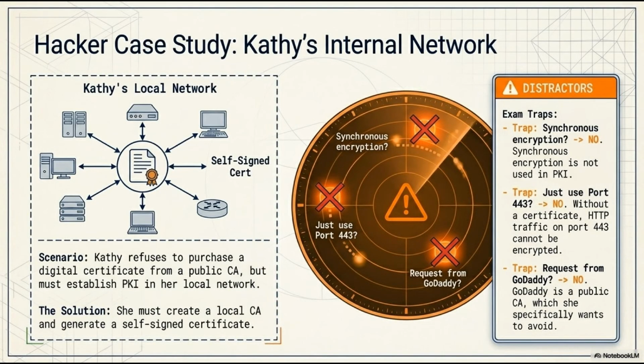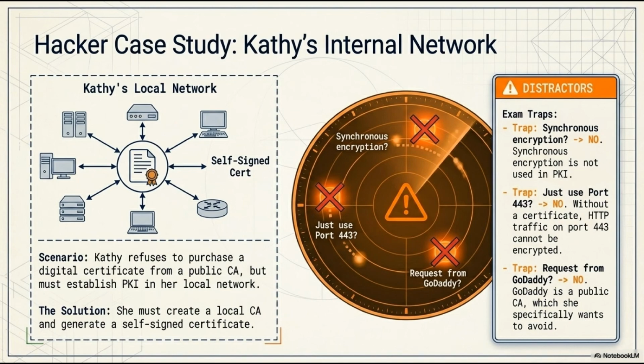Okay. And the final trap suggests she should request a certificate from GoDaddy. Right, but the scenario specifically stated she refuses to purchase one from a public CA. And GoDaddy is a public CA. Exactly. It violates the core constraint of her problem right from the start.